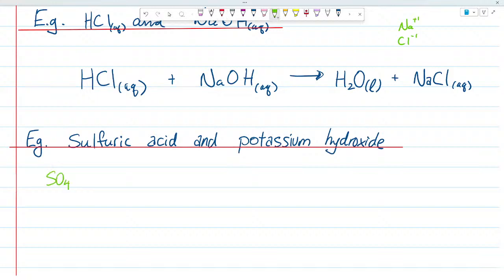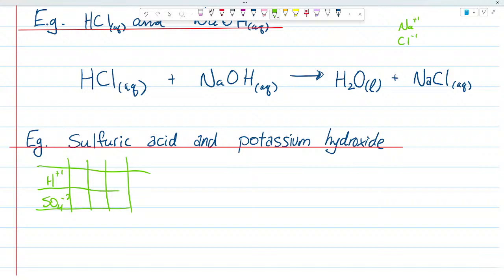SO4, and what charge does it take? And of course, if it's an acid, what's up here? H. And it gives away how many electrons? 1. And we said sulfate wants to take 2. So for these two things to form a compound, well, you can work it out. You know what's going on. You know what's up.